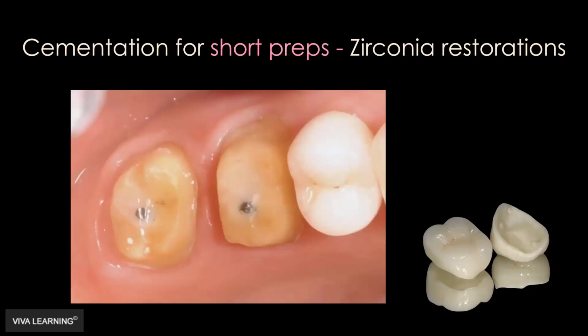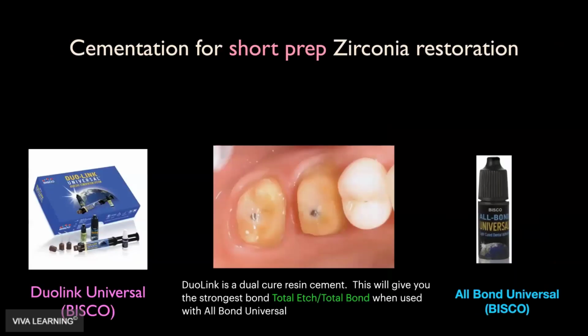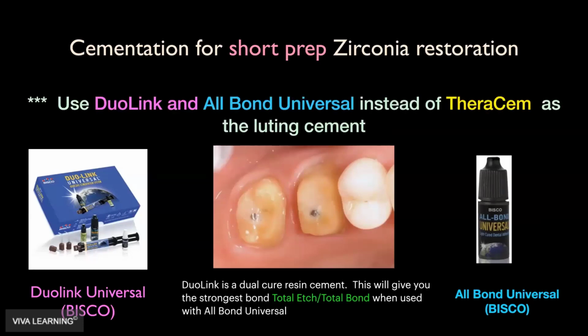So one of the things, I think, that is another complex type of situation is short preps. I think people run into these problems, especially on second molars. So I wanted to talk about this really simply. I still use zirconia restorations, but the one thing that I change is that I don't use Theracem. Instead, I'm going to use a combination of All Bond Universal and Dual Link.